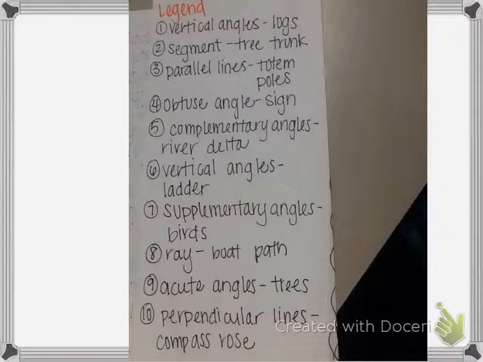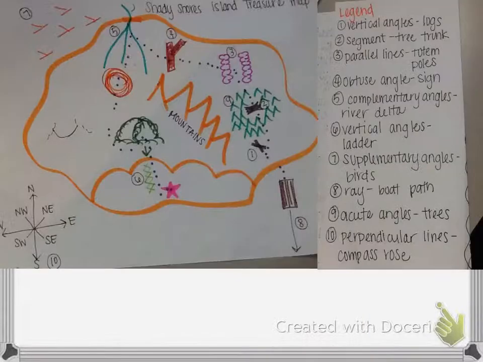So, going back to my legend, I have each of those things labeled on my direction as well. So I have my legend and my map together. Each one of these numbers corresponds with something on my legend. So number 9 here, acute angles, are my trees. I have my trees that look like acute angles.